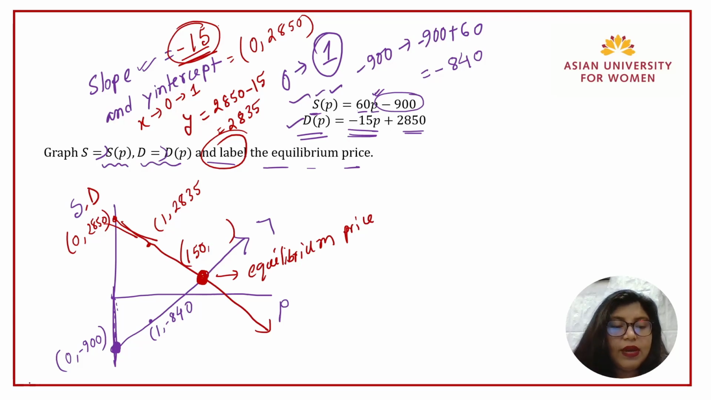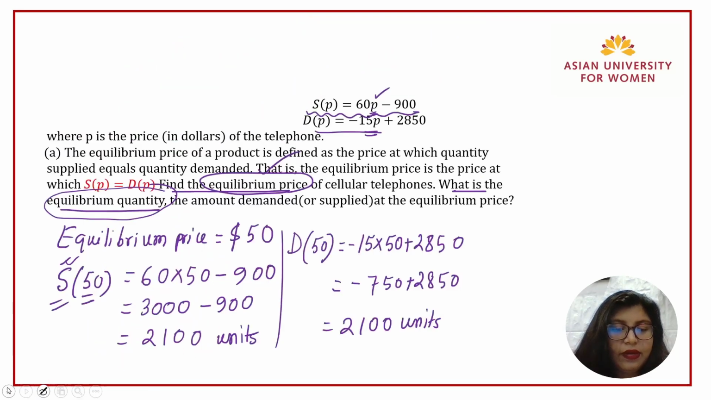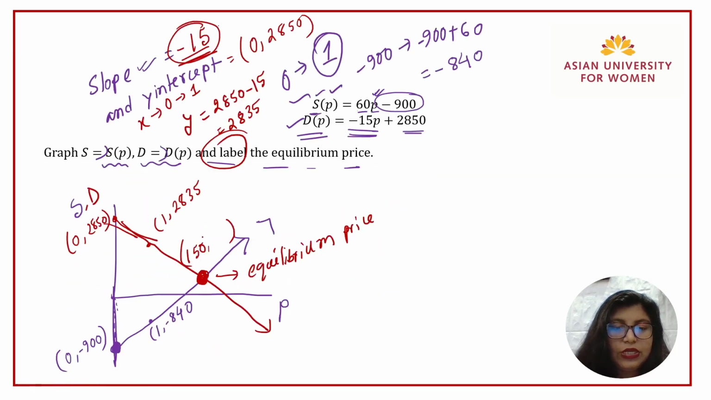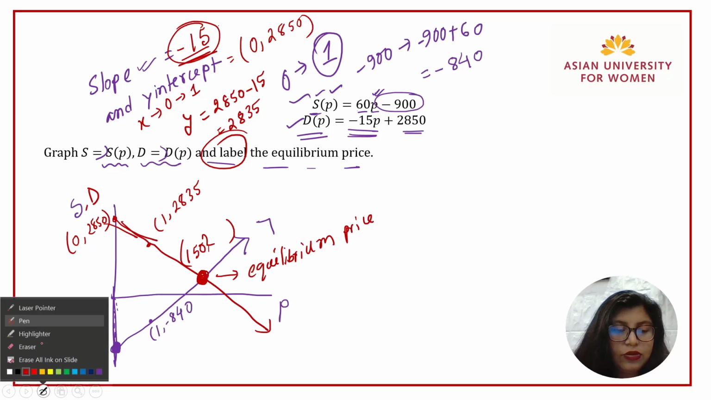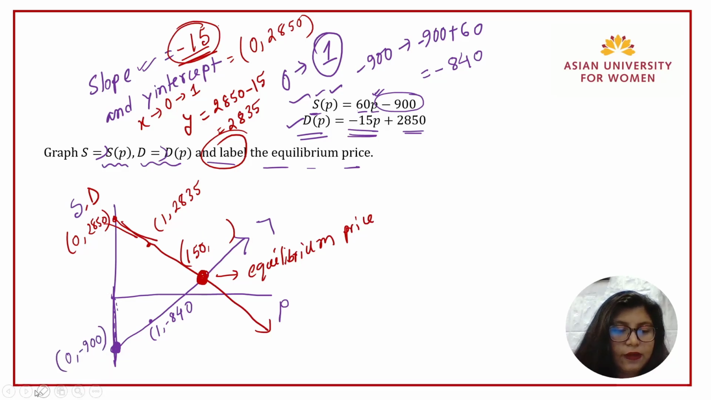And the quantity demanded, which we have already found out, is 2,100 units. So you will draw the graph like this, very randomly, and try to label it so that I understand that you understood.